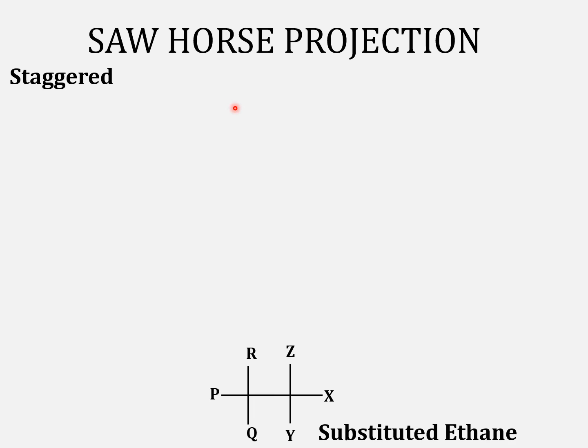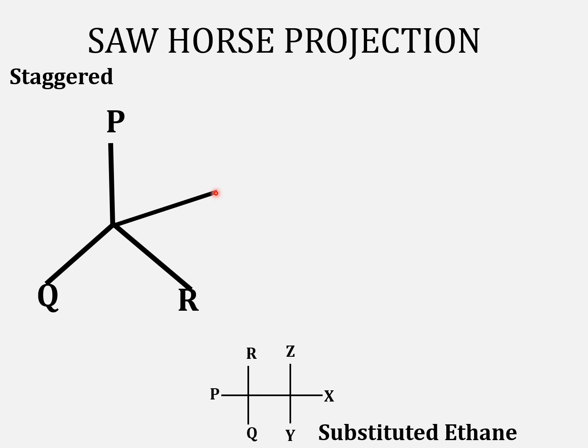The staggered substituted ethane: an inverted Y. At the junction of these three lines, you have the carbon. The carbon is attached to three different substituents in an inverted Y manner. Now the first carbon is connected to the second carbon here, and the second carbon can be represented as either an inverted Y or a straight Y. Here we are representing it as a straight Y.